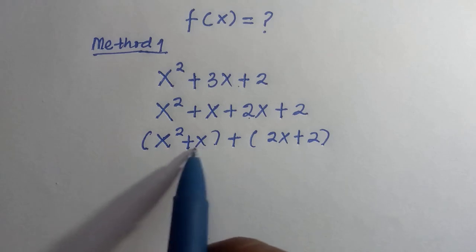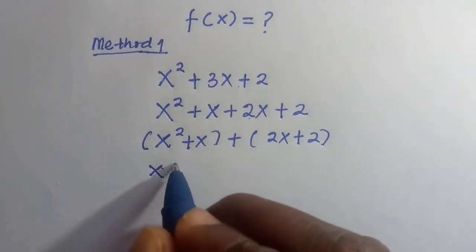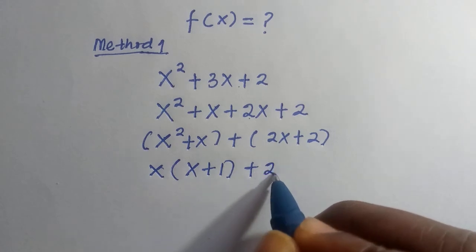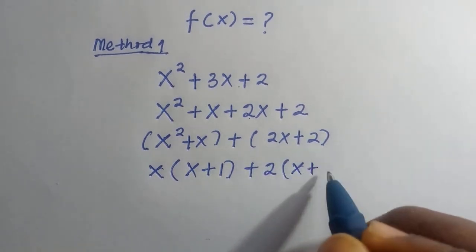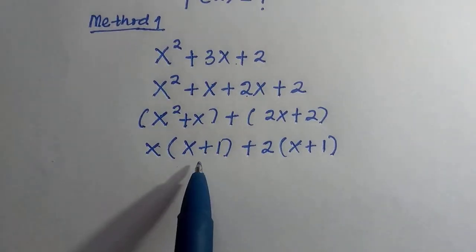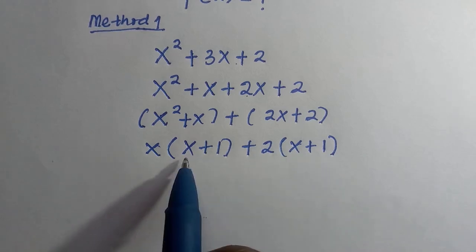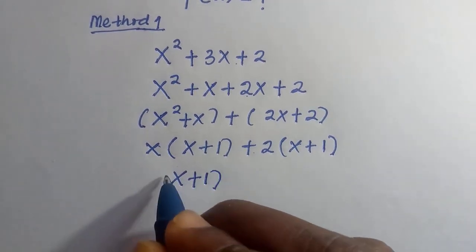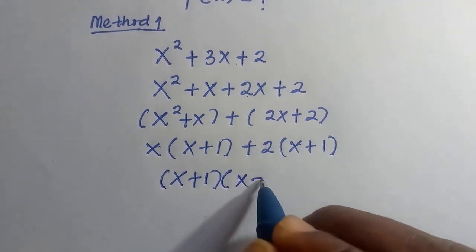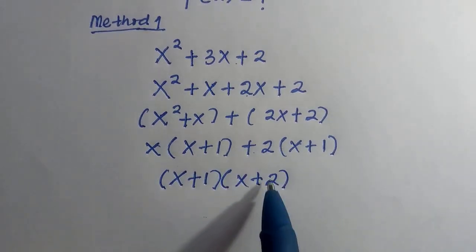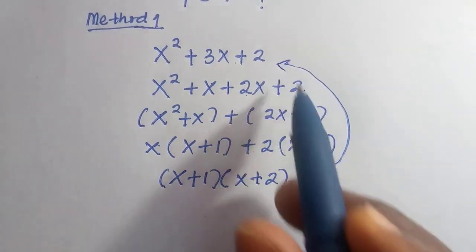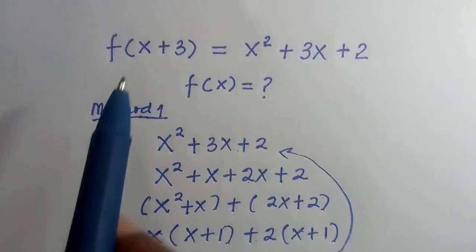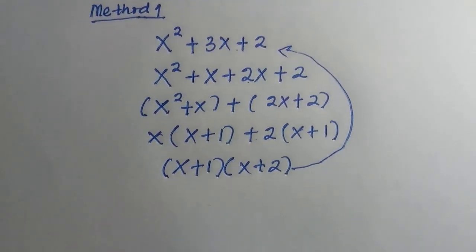Then what is common here is x. By factoring it out, we have open bracket x plus 1, and for this as well, we take out 2 and here remains x plus 1. So we have the same factor here in the parentheses. Then we take 1 and combine their coefficients as well. So we have x plus 1 in bracket, open bracket x plus 2, and we know that the whole of this is equivalent to this, where the whole of x squared plus 3x plus 2 is given as f of x plus 3.